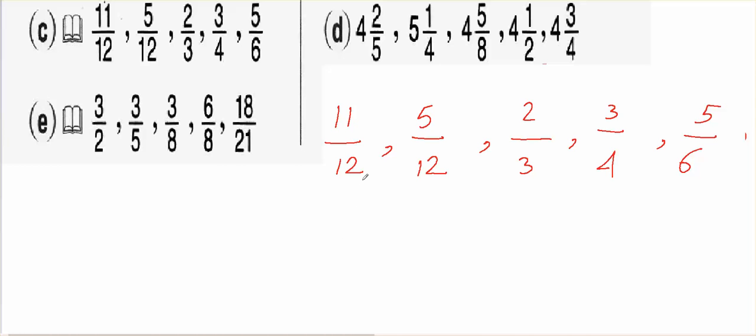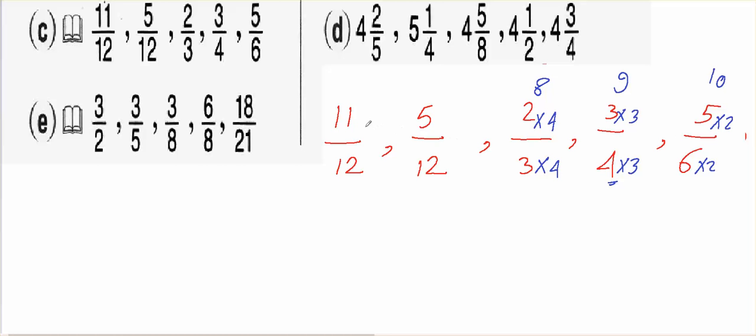12 is divisible by itself, divisible by 3, divisible by 4, divisible by 6. Can we put now all of these denominators as 12? This 11 over 12 is ready. 5 over 12 is ready. 2 over 3: to get 12 at the denominator, we multiply by 4 up and down. 3 times 4, 2 times 4 equals 8. For 4 to be 12, we multiply by 3 up and down. 3 times 3 equals 9. For 6 to be 12, we multiply by 2 up and down. 5 times 2 equals 10.